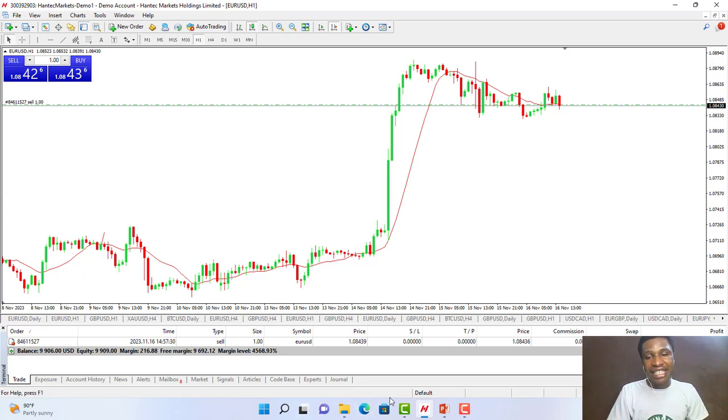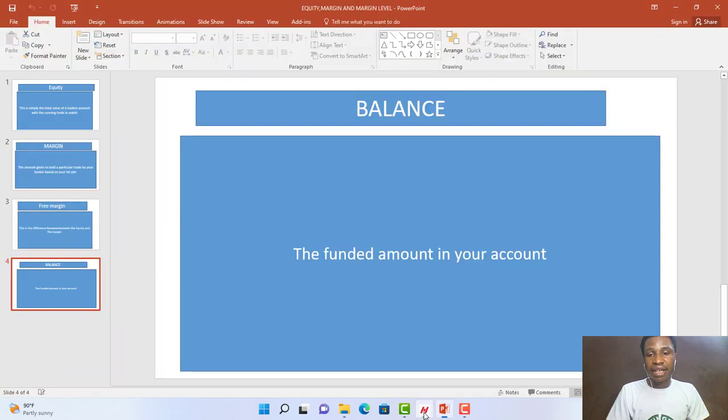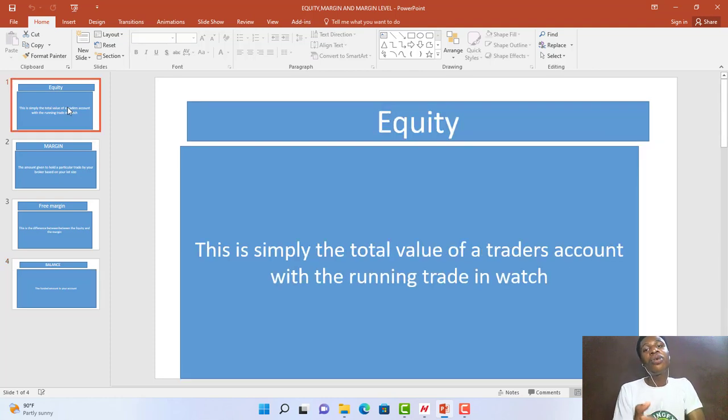And this balance doesn't change except you make profit. When you make profit, it's going to go higher or increase. But when you make losses, it's going to decrease. Ordinarily, it doesn't change. Then aside from the balance, there is another one, equity. People find it difficult to differentiate between the balance and the equity. How is the balance different from the equity?